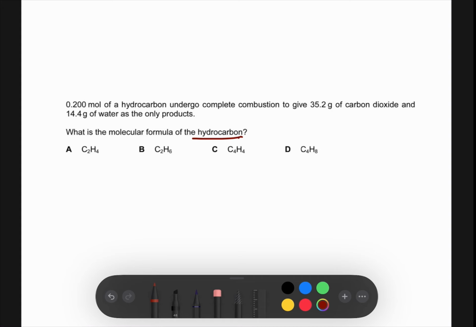Since we don't know the number of hydrogen and carbon atoms, at this point we have to represent them in terms of variables like x, y, whatever you like. So let's start with CxHy. It reacts with oxygen. The products are carbon dioxide and water. If you want to balance this, X represents the number of carbon atoms, and we multiply CO2 by X.